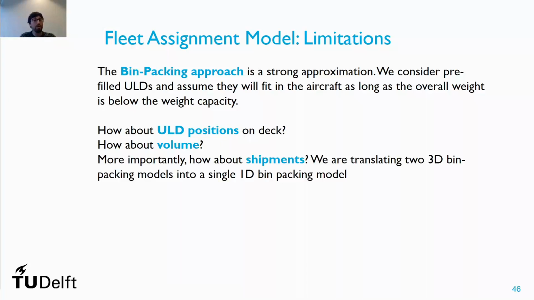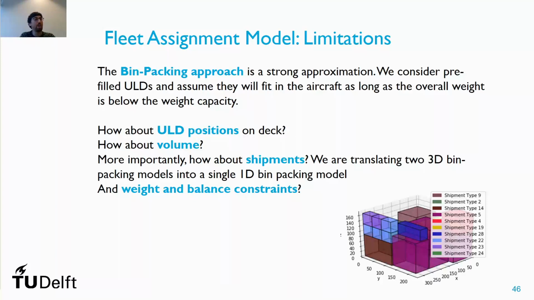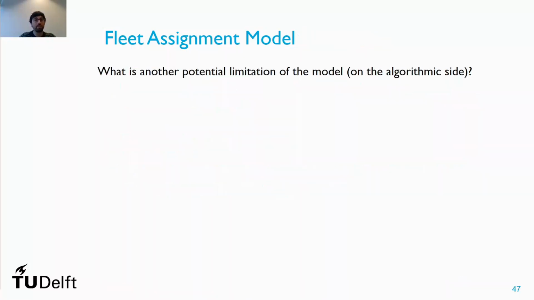And more importantly, how about shipments? We are translating two 3D beam packing models, so shipments to ULDs and ULDs to the aircraft deck, into a single 1D beam packing model. How about weight and balance constraints, which we also covered last time? Remember, this is actually what happens in practice. We are putting shipments, which are 3D in nature, inside a ULD, and then we need to position ULDs properly on the aircraft deck.